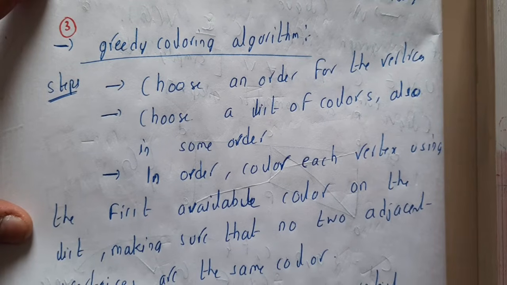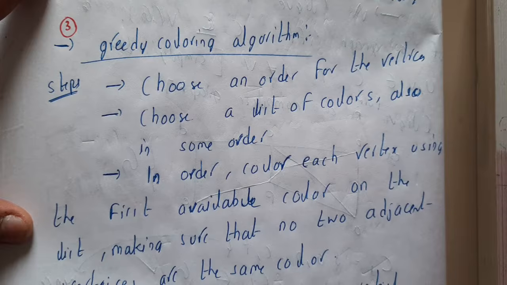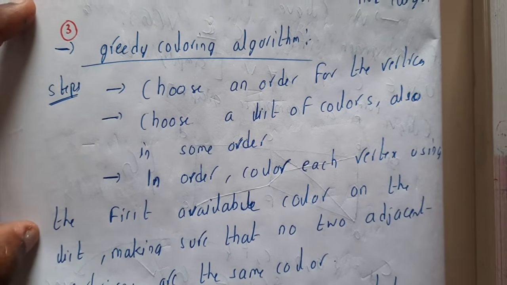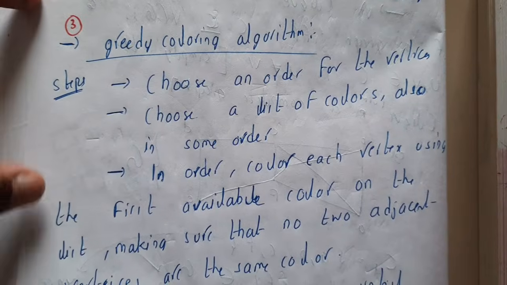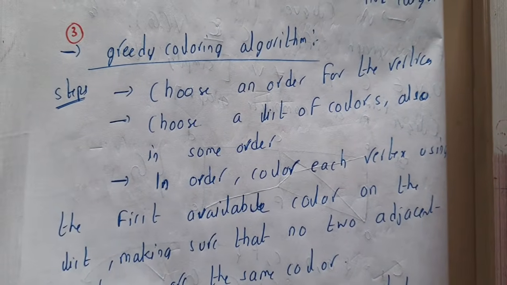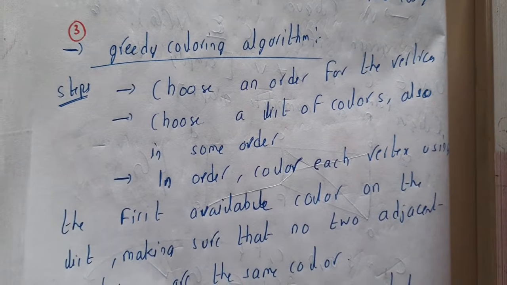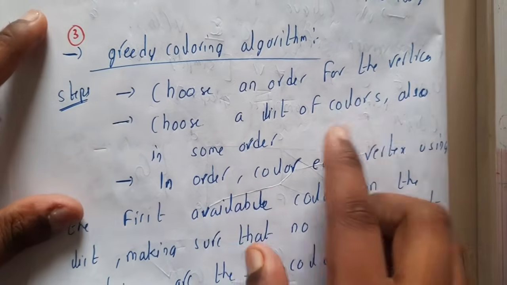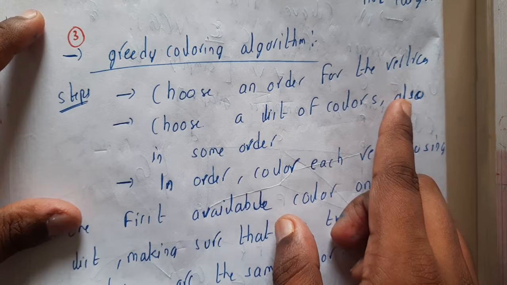In this lecture, let us go through the greedy coloring algorithm, guys. This algorithm is really simple and easy. Don't think too much, it's really easy. Basically it has almost 4 steps, and the last step is nothing but continuing the same process. The first step is to choose an order for the vertices.